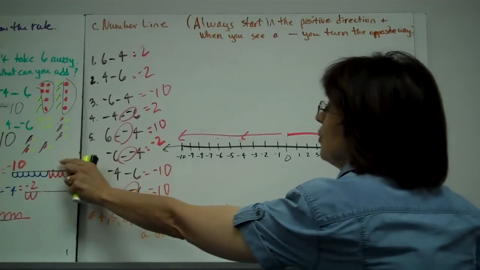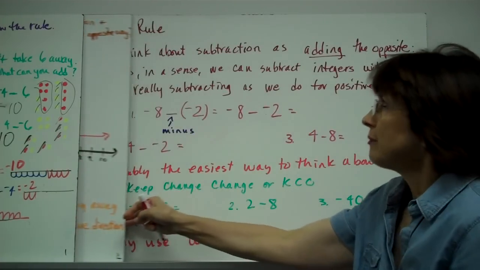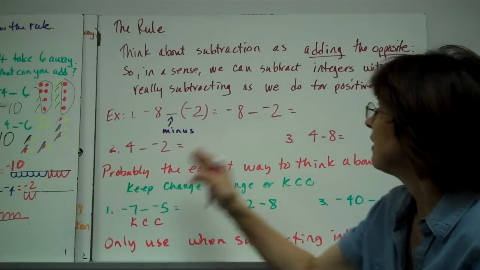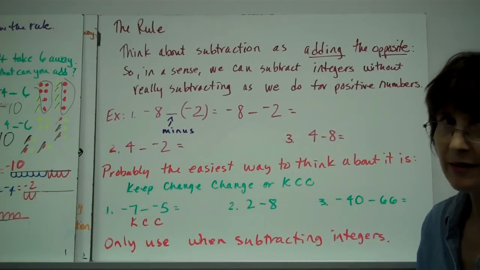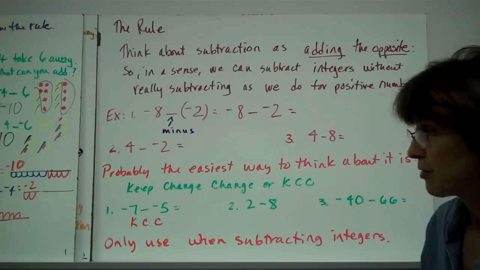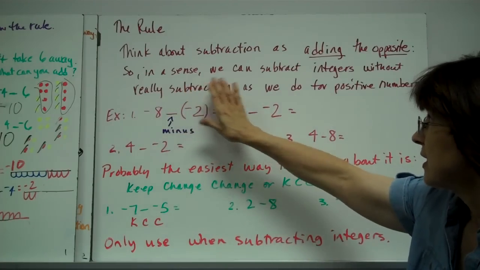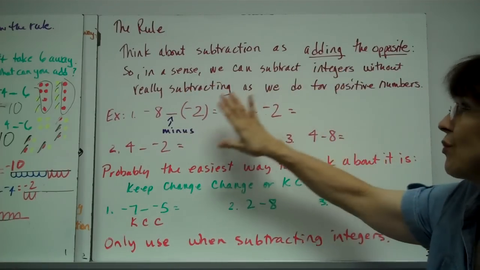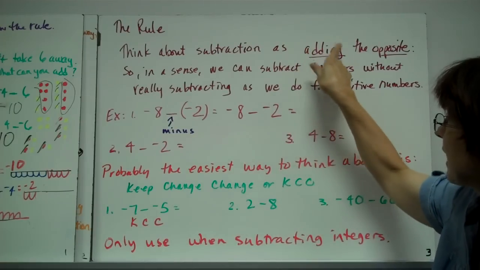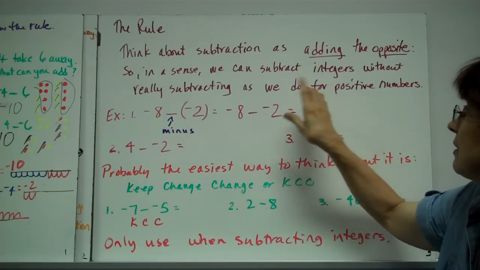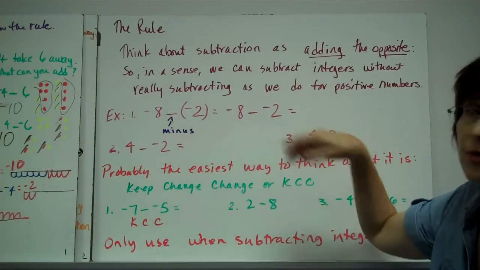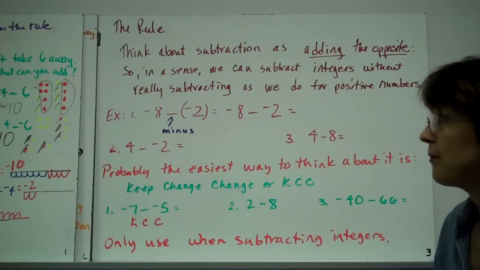When we think about the rule, if you think about subtraction as adding the opposite, that is really what we did in those four examples where we had the two negatives. So in a sense, we can subtract integers without really subtracting, because we're really going to be adding. Okay, let me show you an example.